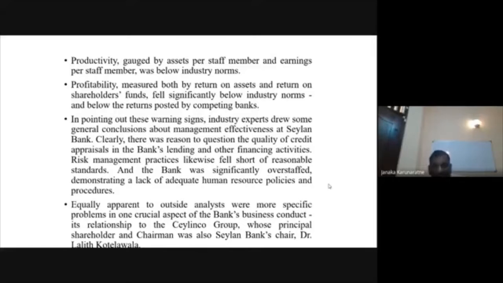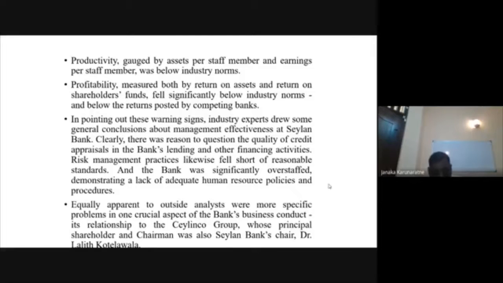Productivity gauged by assets per staff member and earnings per staff member were below the index. So the productivity is lost. High operational cost, less productivity. Profitability measured both by return on assets and return on shareholders' funds fell significantly below the industry norms and below the returns posted by competing banks. So it was below the industry and competing banks.